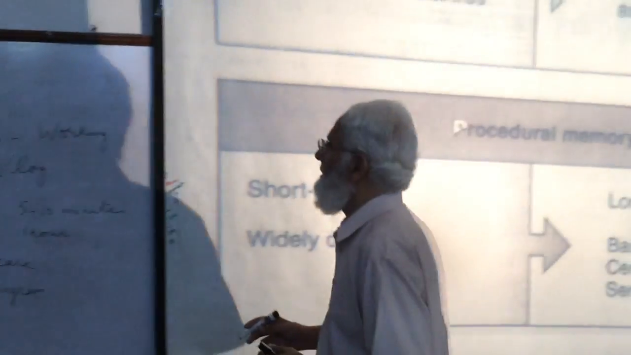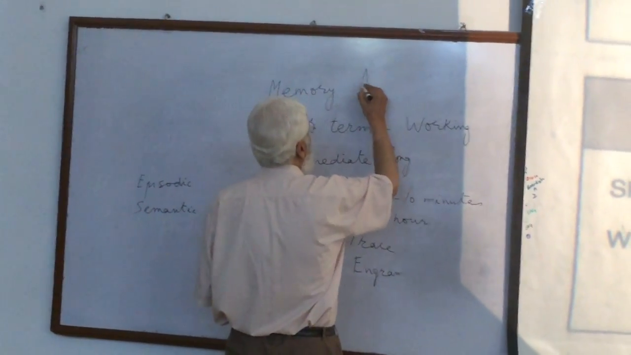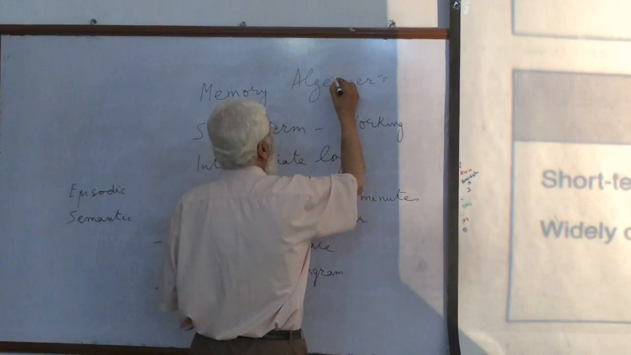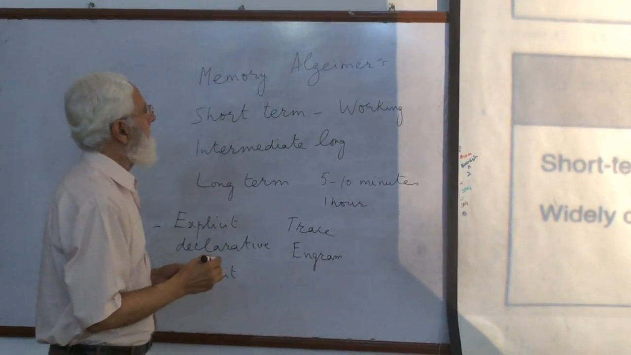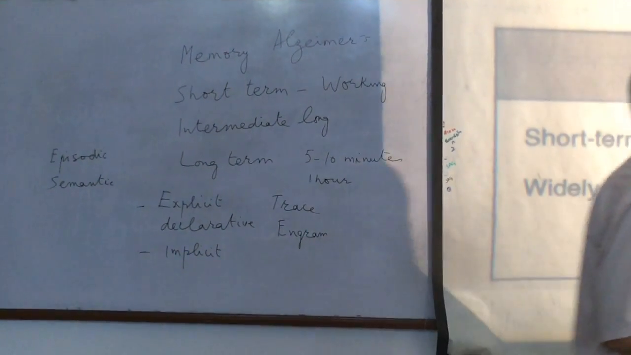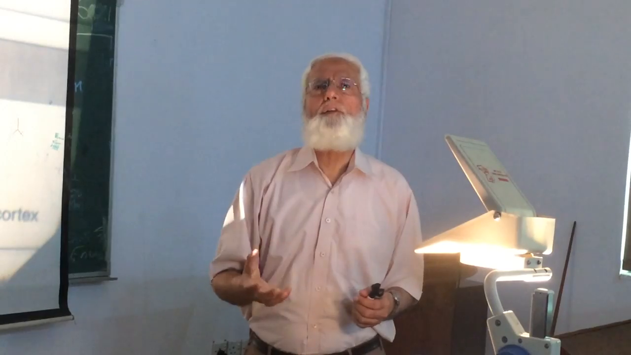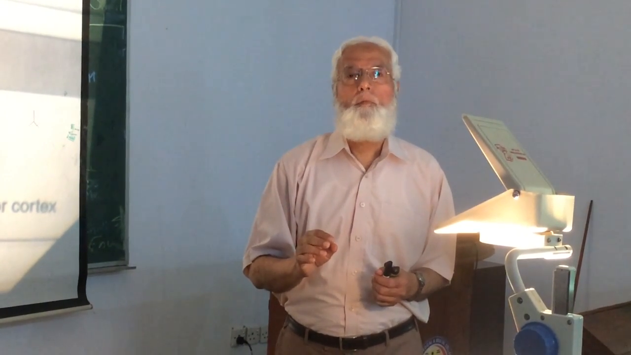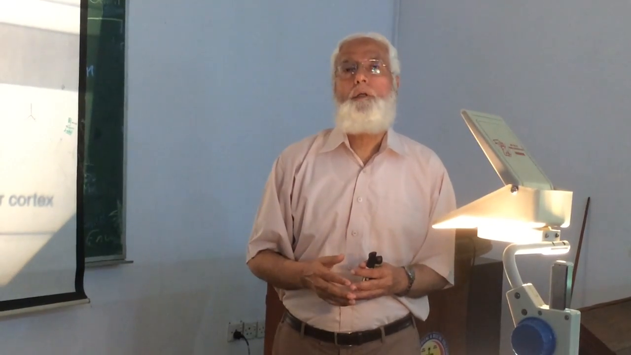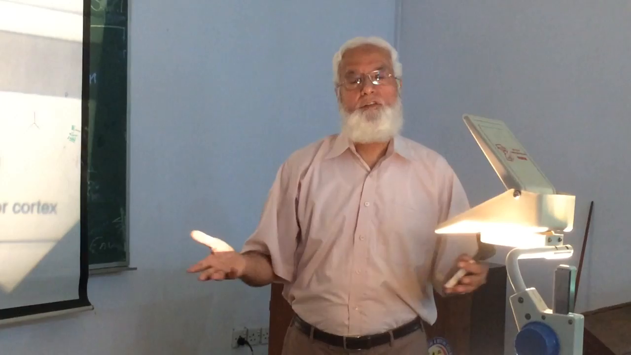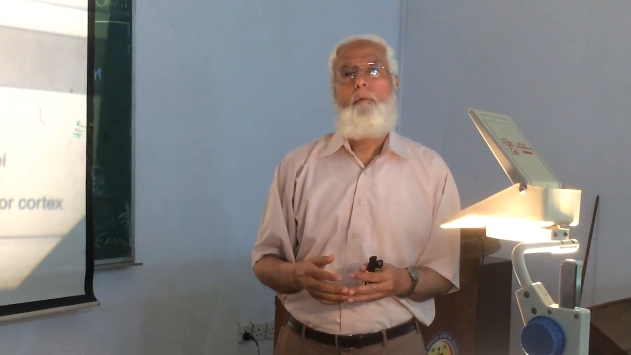Now we discuss a very important condition called Alzheimer's disease. Alzheimer's disease is a neurodegenerative disease. There is a premature aging of the brain. It starts in middle age and rapidly progresses.